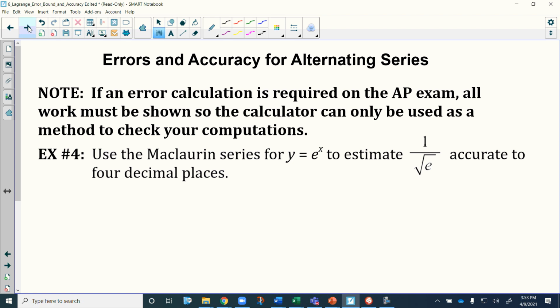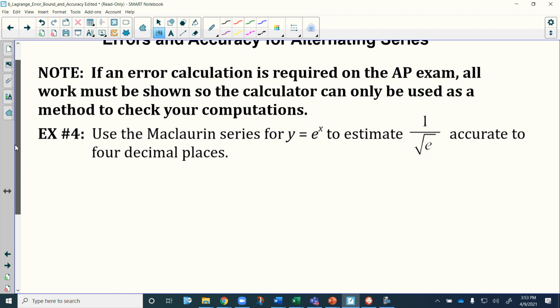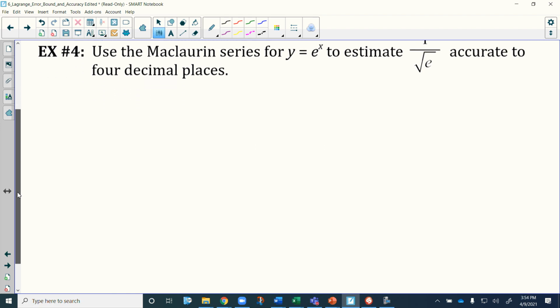Use the Maclaurin series for y equals e to the x to estimate 1 over the square root of e accurate to 4 decimal places. So let's take a look at this one here. This is going to be a very interesting problem. Like I said, it's something that you may not have enough space for on the paper provided for you on the handout for your notes here.